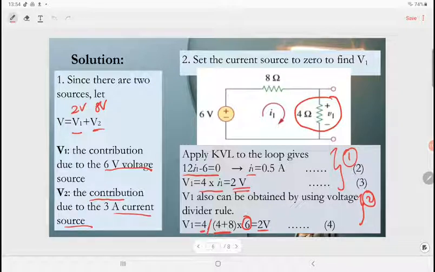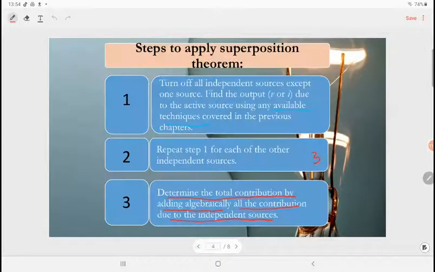As long as you know that in the superposition theorem, you need to consider only one independent source active at one time. The other independent sources need to be turned off. If your circuit has three independent sources, you need to consider all three, and at the end you need to sum all the values that we got. So superposition will be quite complex for a larger circuit. If your circuit has four independent sources, you need to repeat 4 times.